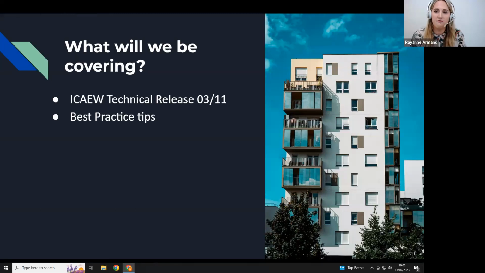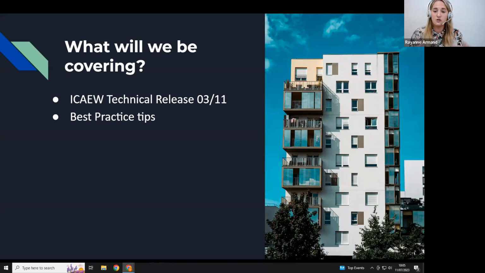What will we be covering? Well, the Institute of Chartered Accountants, as I mentioned, ICAEW, in conjunction with ARMA and RICS, so all those bodies got together and they released a technical guidance, and you may have heard of it before. It's called Tech 311, and that outlines best practices for accounting and reporting in relation to service charge accounts for residential properties. So what I'm going to be doing is taking you through some key points from this technical release, but also sharing some best practice tips.